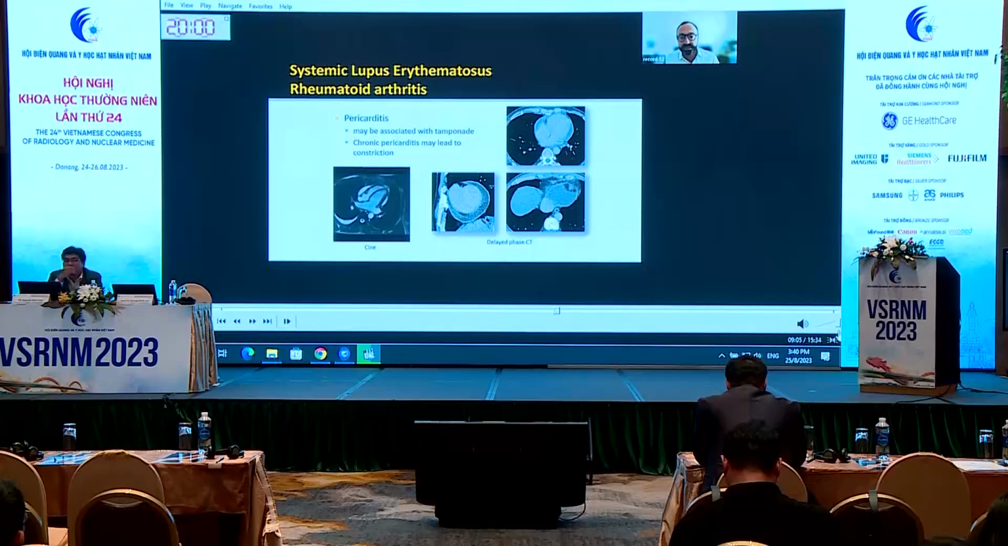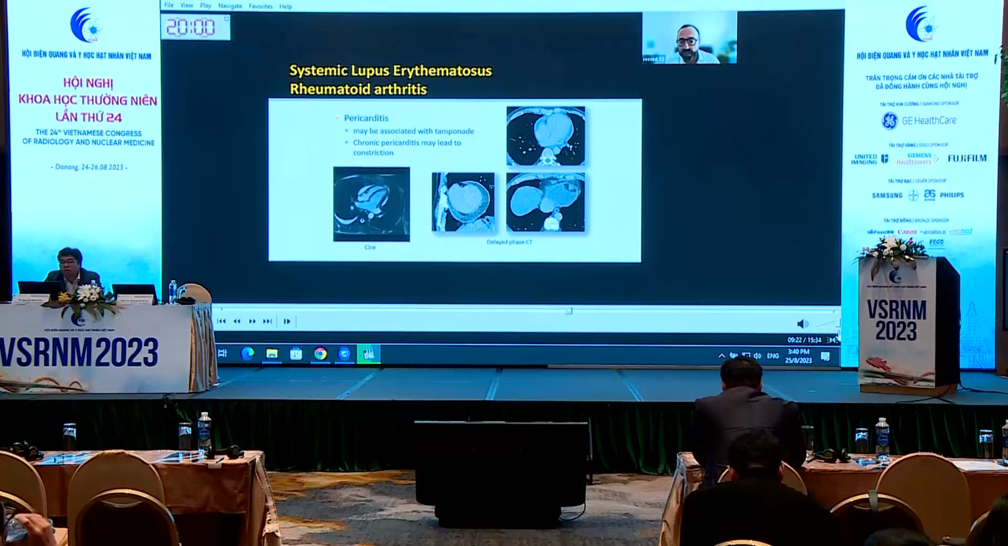In an acute context, in addition to myocarditis, lupus and rheumatoid arthritis may lead more frequently than the other systemic diseases to pericarditis, with effusion and enhancement of the pericardium layers at the delayed phase on CT. This may be associated with tamponade, and if the pericarditis becomes chronic, we can observe the typical pattern of constriction on cine imaging with enlarged atria, small ventricles, and paradoxical septum motion.